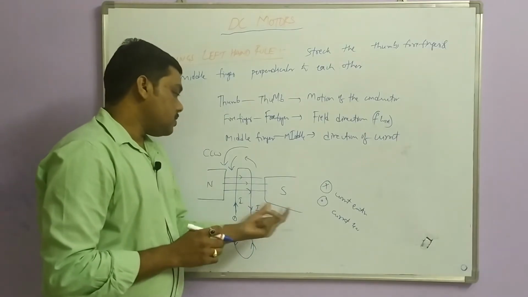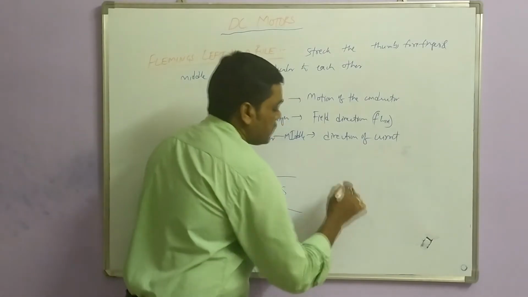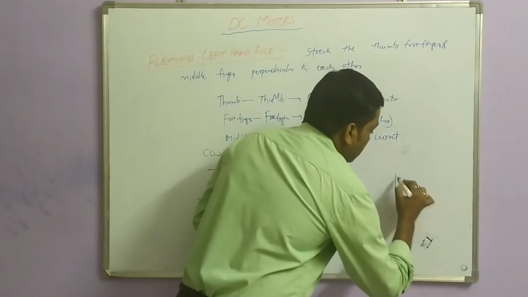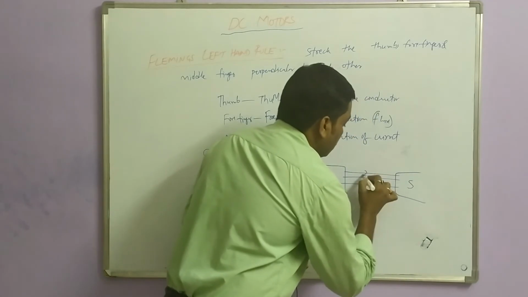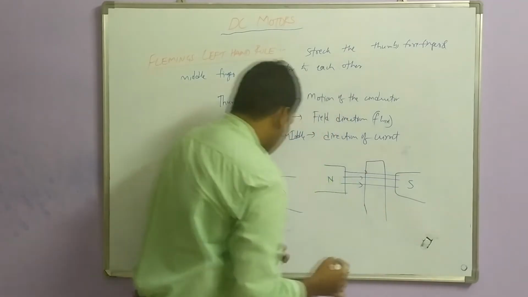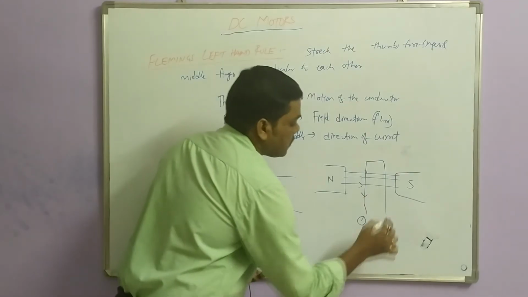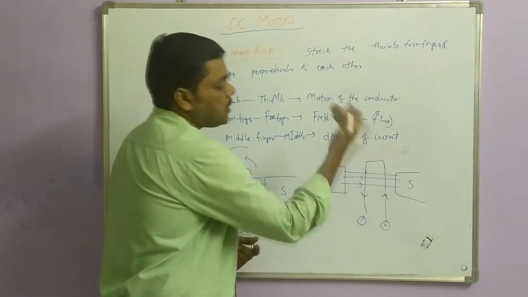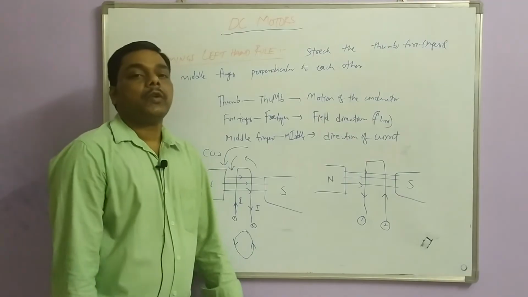Now let us see what happens if you change the direction of currents. Now this is the north pole and this is the south pole, and the flux is flowing from north pole to south pole. Again I am considering a conductor. Now in conductor 1 the current is outwards and in conductor 2 the current is inwards. Now see, is there any change in the direction of motor rotation?